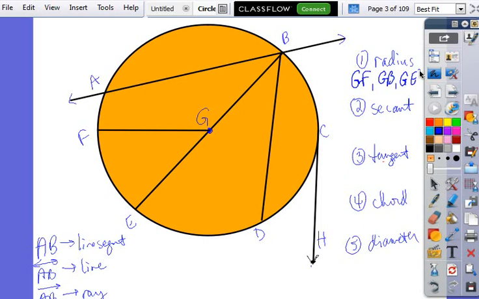Alright, secant. Remember, a secant is a what? A line that goes through the circle. So which one is the secant up there? Line AB. We can't say just AB. You've got to say line AB. Because if you say AB, what is that, if I just write the two letters? That's a segment. I don't want a segment, I want the line. So for secant, you've got to have the line part.